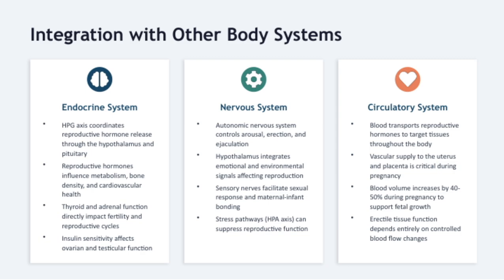These hormones not only regulate reproduction, but also impact other systems like metabolism, bone density, and cardiovascular health. The thyroid and adrenal glands, for instance, have direct effects on fertility and menstrual cycles, while insulin sensitivity influences ovarian and testicular functions. Finally, the endocrine system's interactions extend beyond just reproductive hormones. It integrates with other body systems to maintain overall health and reproductive capability. All these connections highlight how complex and interconnected reproductive health truly is, emphasizing the importance of a well-functioning circulatory, nervous, and endocrine system to support reproduction at every level.